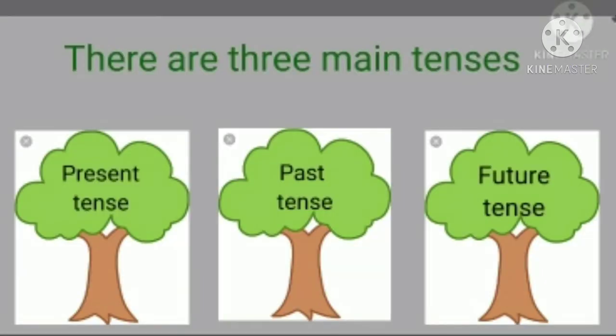Tenses are of three main types. Which three main types? Present tense, past tense, and future tense. What is the present? Present means what we are doing just now or what is done today. Past is what we did yesterday. And future is what we have not done and we will be doing. So, these are the three main tenses: the present tense, past tense, and the future tense.